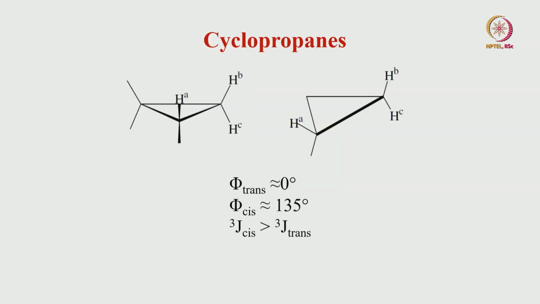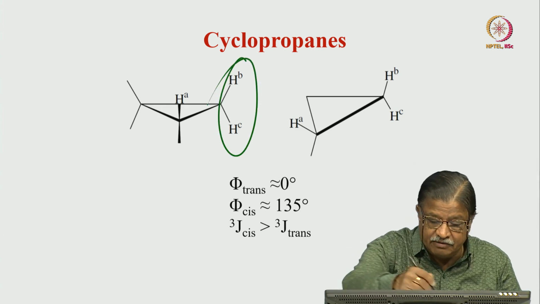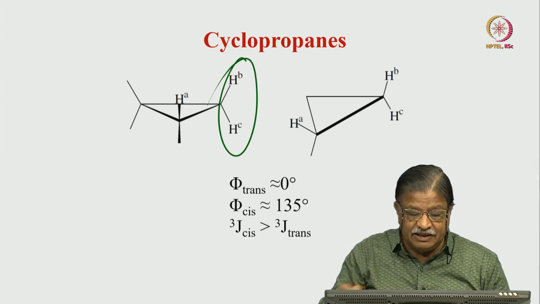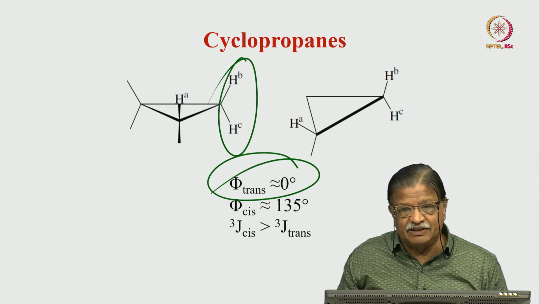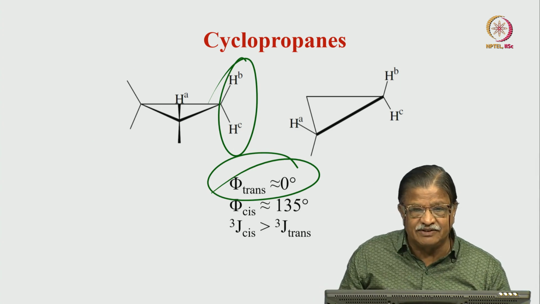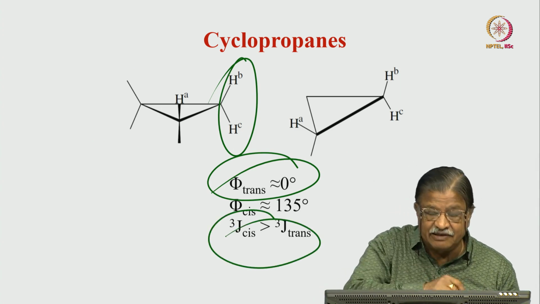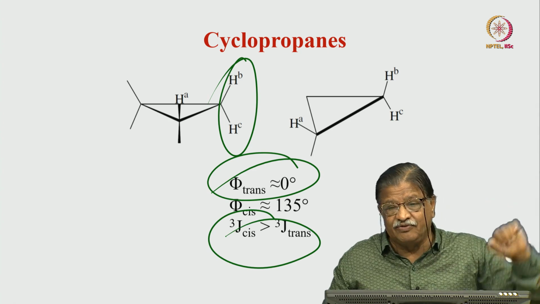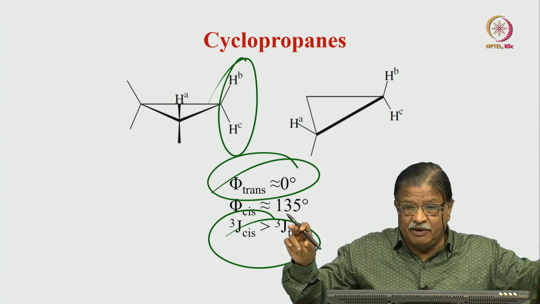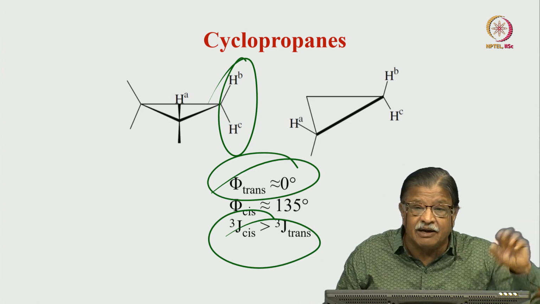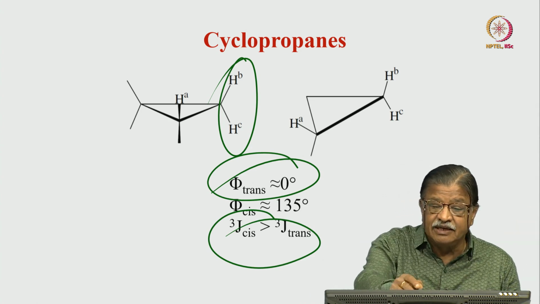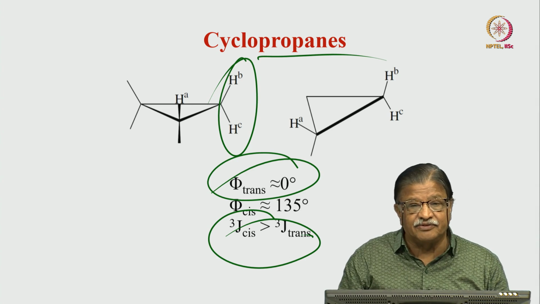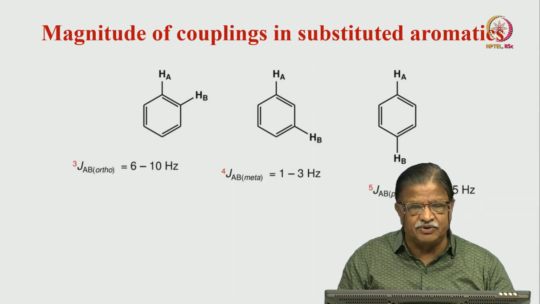If you go to cyclopropane, if you consider this proton, depending upon whether the conformation is trans or cis, in this case cis coupling is larger than trans. But remember, in the case of ethylenic group, I told you C double bond C with substitution, trans is larger than the cis. But in cyclopropane, cis is larger than the trans. These are some of the things which you should know.